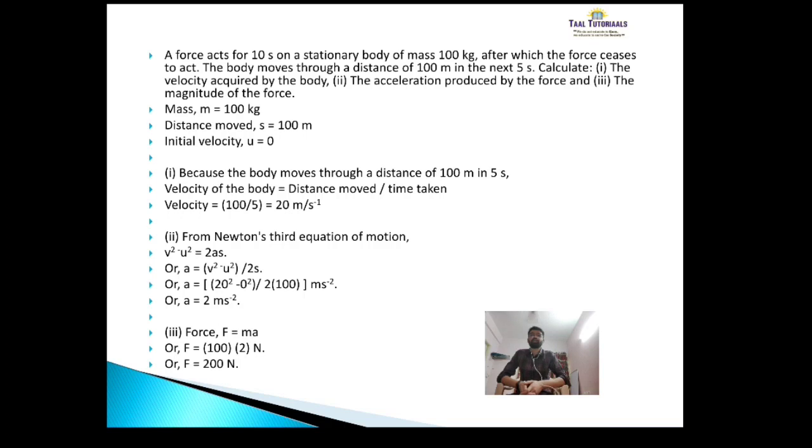From Newton's third equation, v square minus u square is equal to 2as, where a is equal to v square minus u square by 2s. Where v was given as 20, so 20 square minus 0, because initial velocity is at rest, that is 0. We will get a as 20 square minus 0 square by 2 into 100 meter per second square. A therefore becomes 2 meter per second square. And the third question was finding force. From the force formula we know that force is equal to ma, that is 100 into 2, that sums up to 200 Newton.